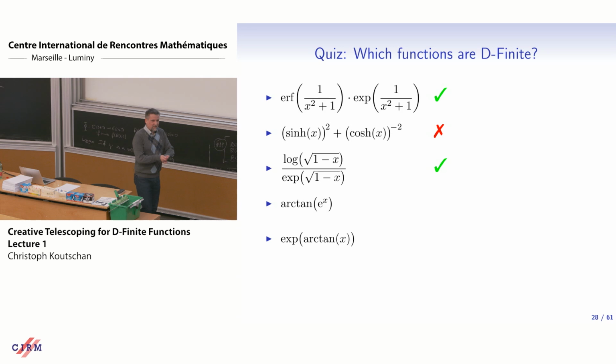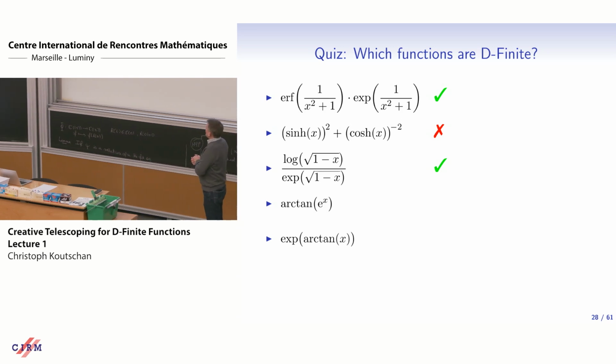So now it gets really tricky. That's true. So we should expect that this is not allowed. Yeah. And you're right. This is not D-finite, exactly for this reason. So this doesn't work. Now, last example.